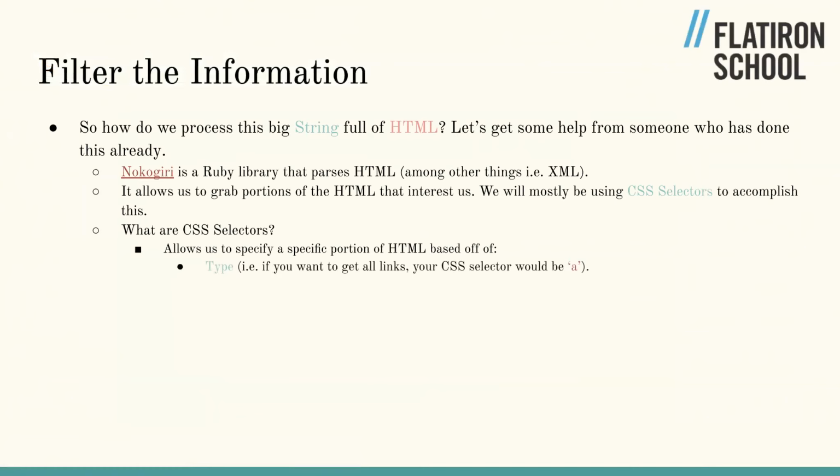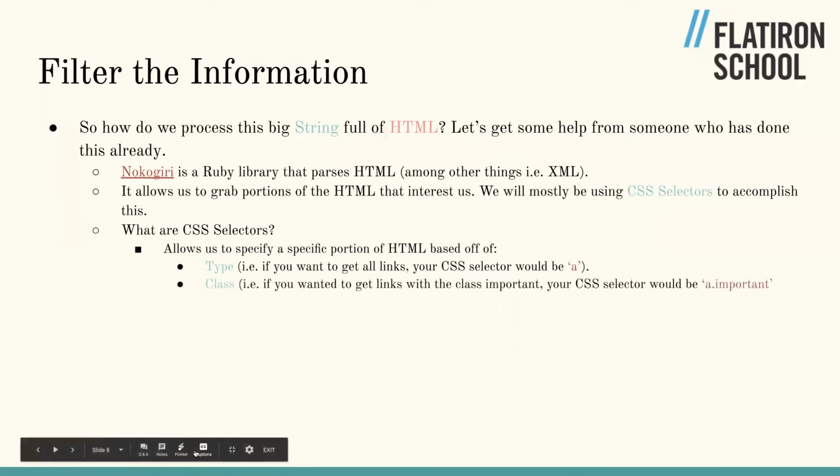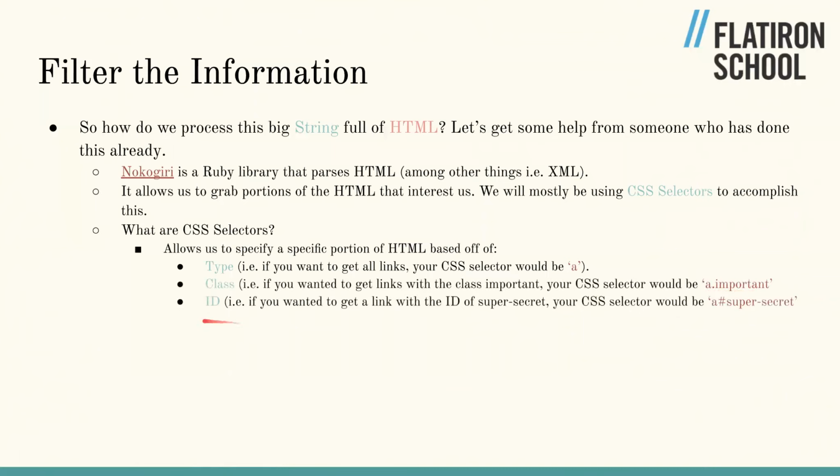All right, so CSS selectors allow us to specify a portion of the HTML based off of the type. Like I said, if you want links, you'd use a for the a tag. The class, you can delineate what class you want by using the dot. So if I wanted all links with the class of important, I would say a.important. I can do an ID. So usually an ID should just be one element. So if you wanted a link with an ID of super secret, you would say a and then hashtag super secret, and that specifies an ID. And you can also do this. I could not have the a here, and then I would get everything with the class of important or everything with the ID of super secret.